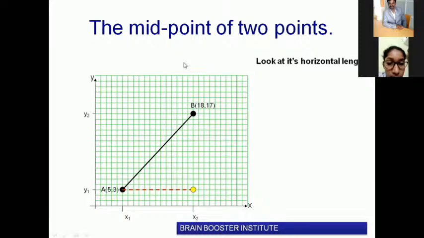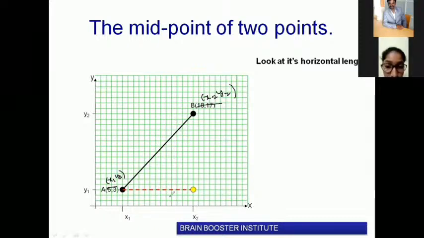Let's see, for example, this is x1 and y1, and this is x2, y2. Now forget about (5, 3) and (18, 17). This is x1 and this is x2. Now, what would be the midpoint here exactly?